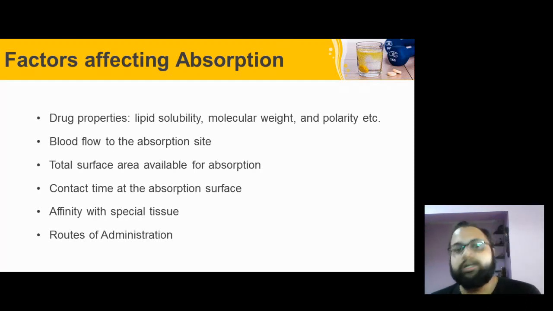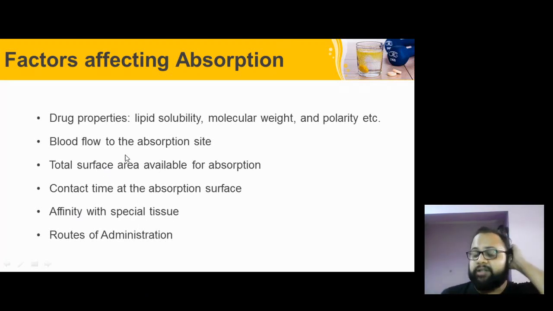Next is your total surface area which is available for absorption. This is important when we are talking about the area which is specific, your special affinity with the special tissue, or your area specific region where the drug has to be targeted. If there is more surface area, the better the chances of absorption. If the surface area is smaller, it will take a lot more time for the drug to actually show its effect, or for the Cmax to be reached basically.